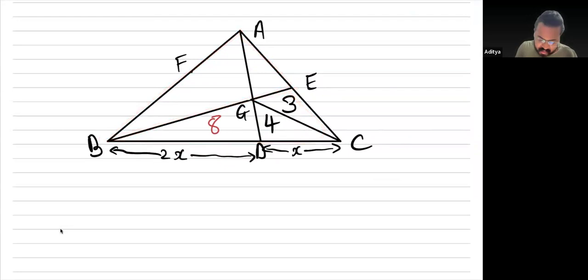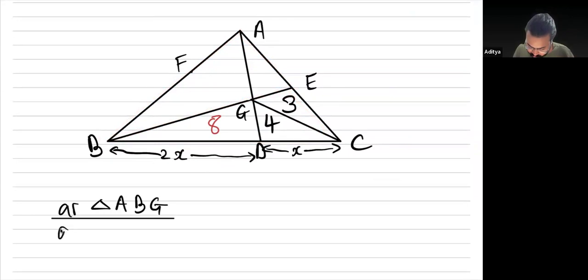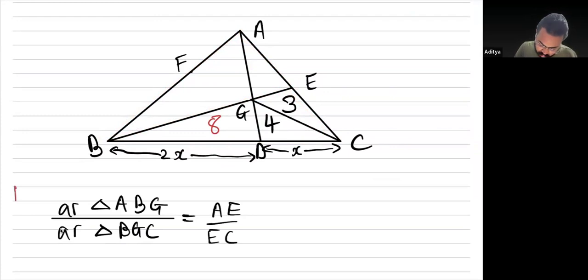Basically, what I can write is area of triangle ABG, because that is what you want to find, upon area of triangle PGC, is equal to AE by EC. This is hint number 2. This is what you can use. There are other ways to do it also.